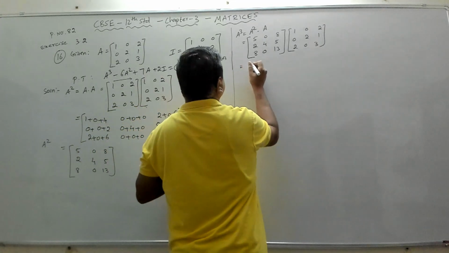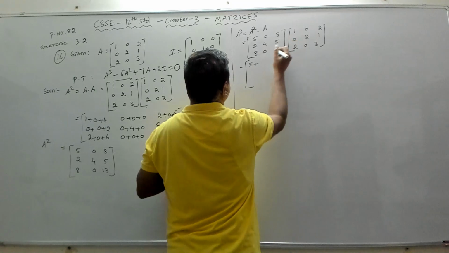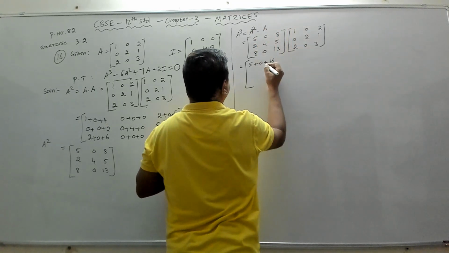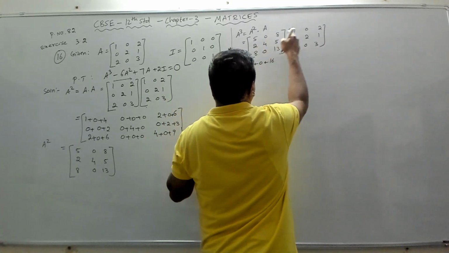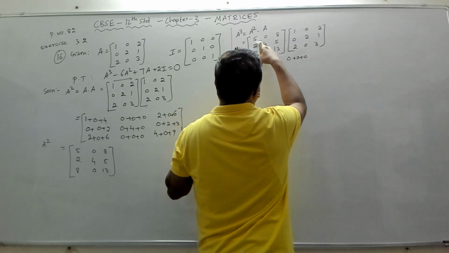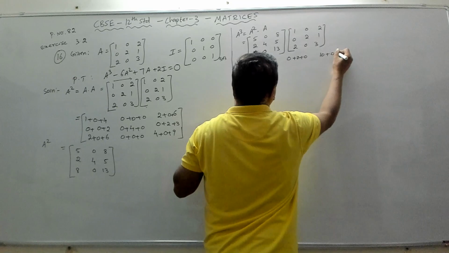So multiplication of this gives you 5 into 1 is 5, plus 0 into 0 is 0, plus 8 twos are 16. First row with the first column. Then first row with the second column: 5 into 0 is 0, 0 into 2 is 0, 8 into 0 is 0. Then again 5 into 2 is 10, 0 into 1 is 0, 8 into 3 is 24.